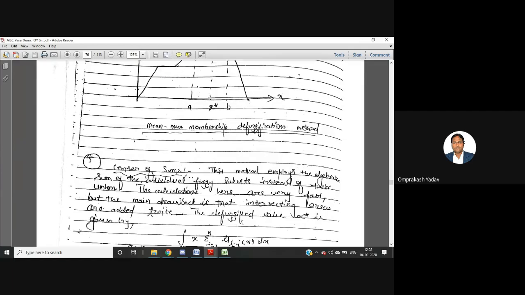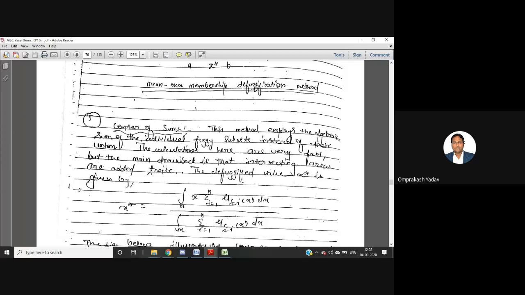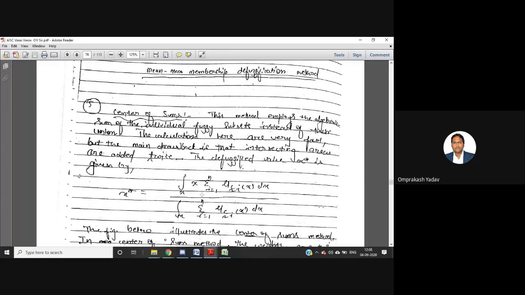Now let's look at the next method, that is the center of sums method. In this method also we have the integration part. So let's see.